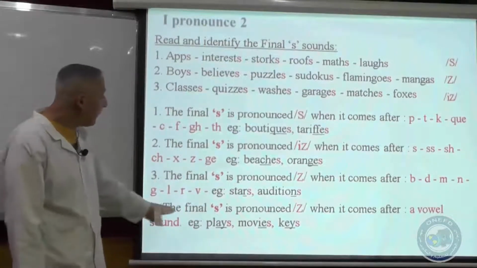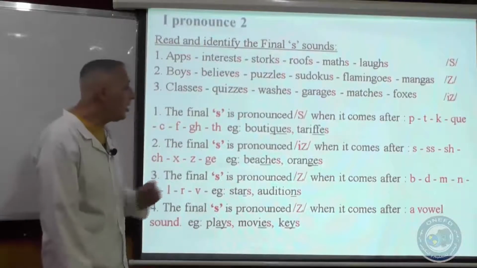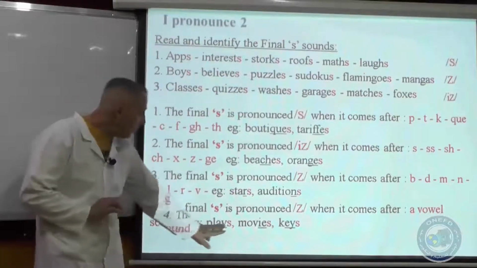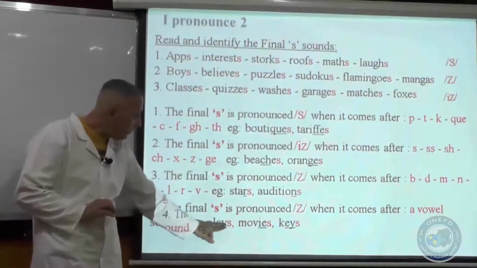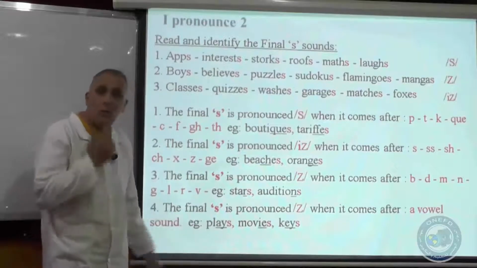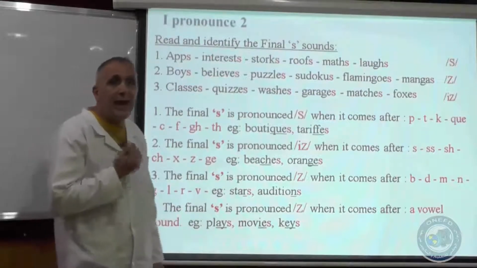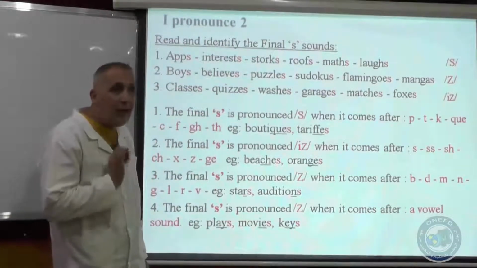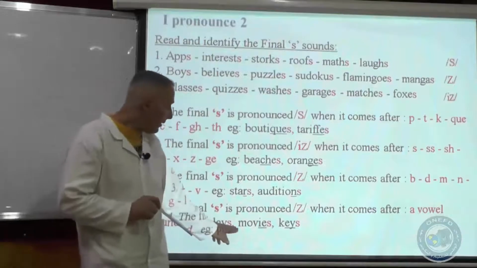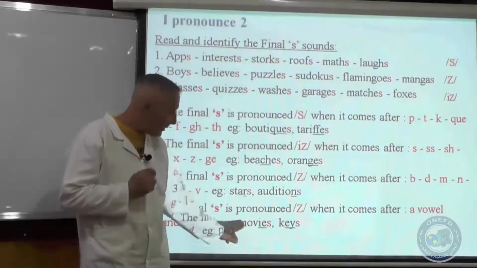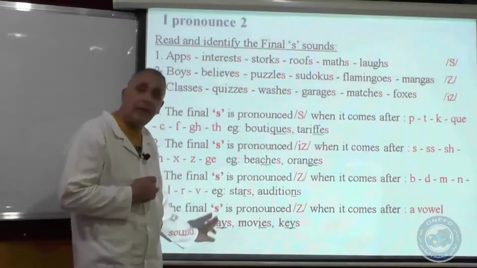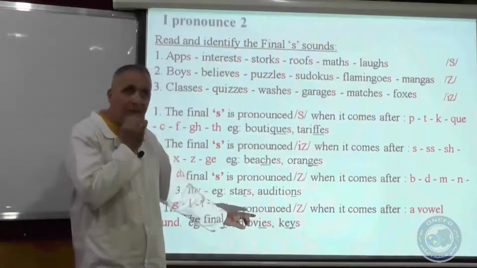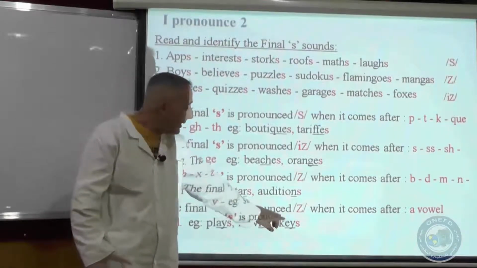Fourth case, the final S is pronounced also Z when it comes after a vowel sound. Look, here we have plays. Play. What's the sound that you hear? It's A. So when you add S, you pronounce it Z. Plays. Movie, E. So we say movies. And the last one, key. The vowel sound here is E. So we say keys.